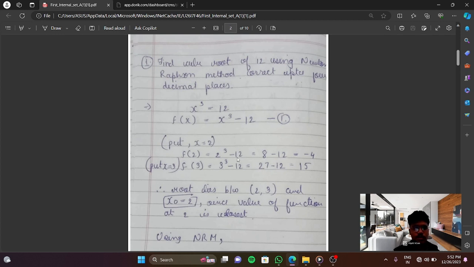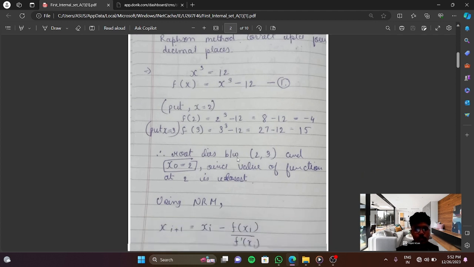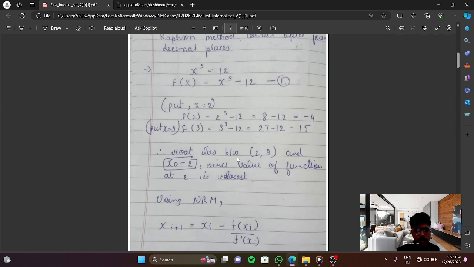We call this equation number 1. Put x is equal to 2 in equation number 1. So we get minus 4. Now put x is equal to 3 in equation number 1. So we get 15. So we got one negative value and one positive value, so the root lies between 2 and 3.